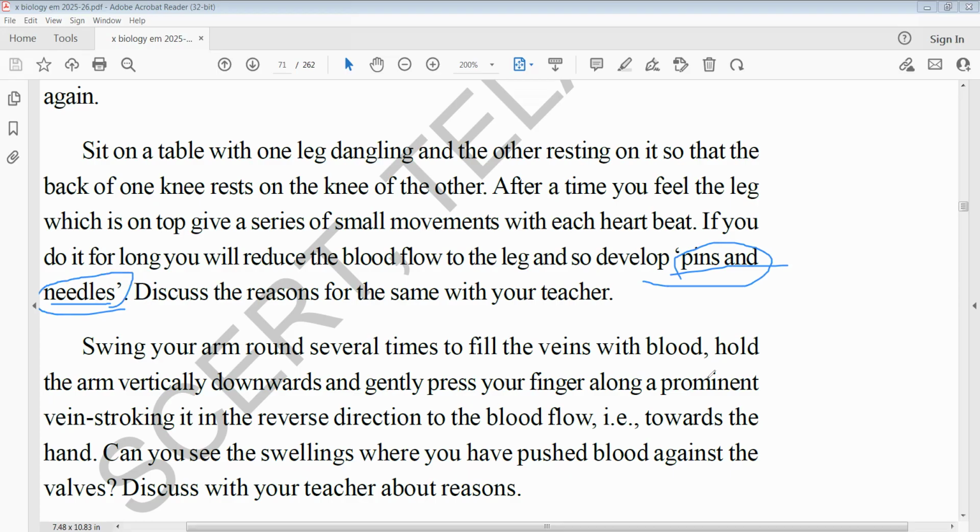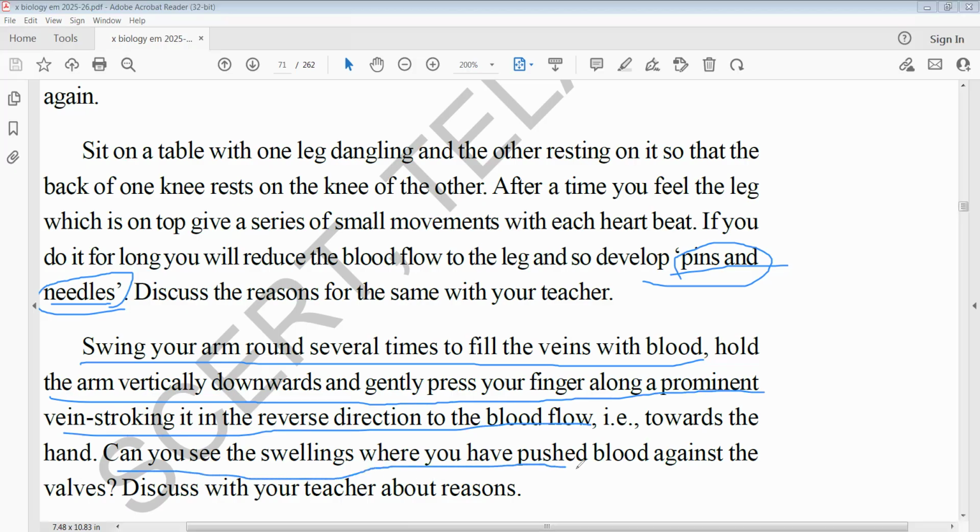In the same way, swing your arm around several times to fill the veins with blood. Hold the arm vertically downward. Gently press your finger along a prominent vein, stroking in the reverse direction, towards the hand. Can you see that swelling where you have pushed blood against the walls? So when we applied pressure on the hand, what happened? The veins bulged out towards the body parts.